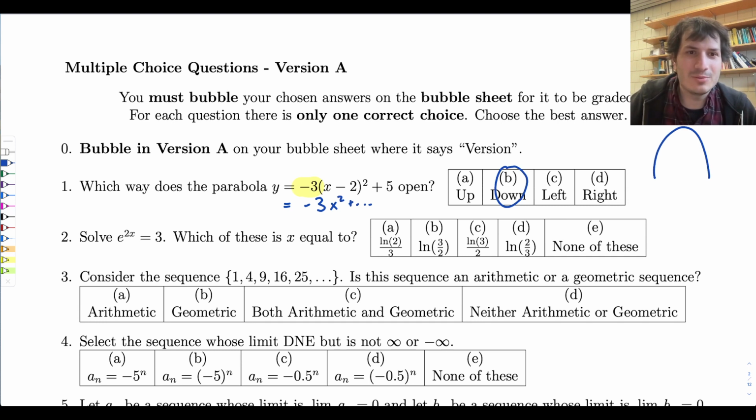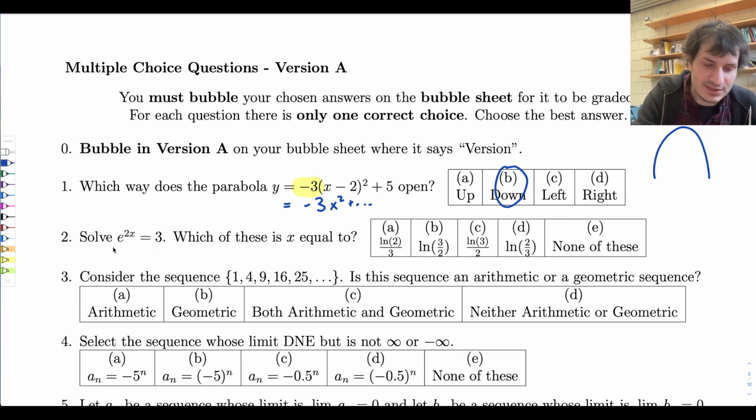Let me make sure I'm on the right thing here. Yes, almost everybody got that one right. That was really well done. Nobody had any trouble with that. Great job. Question 2, also pretty well done. A bit higher than average.